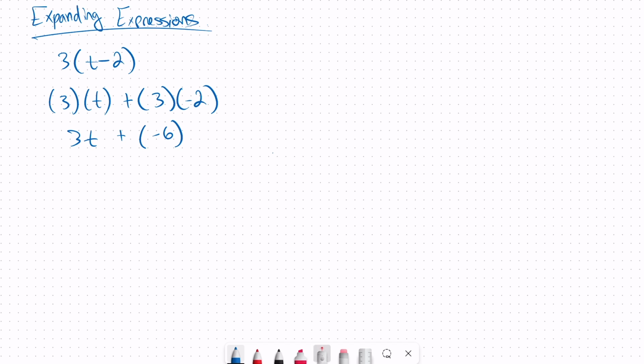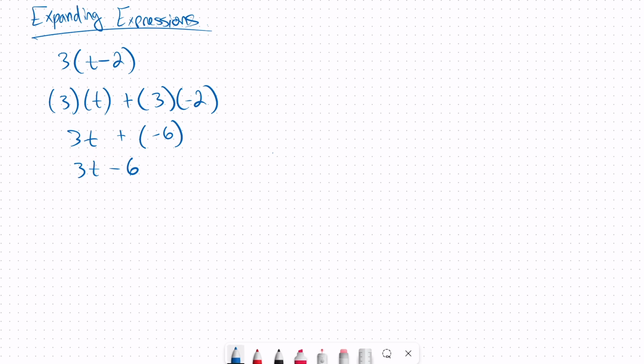Alright, so then the last part we're going to do is this plus and minus sign. What that tells us is that there's a positive number times a negative number. Anytime we see different signs together, we're always going to go with the negative sign. So we go 3t minus 6. And this is the expanded form here.